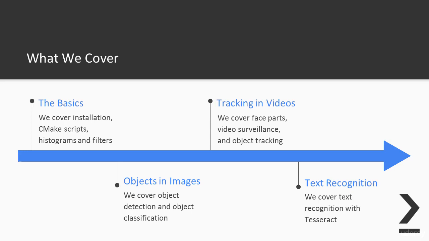To ensure that you are left with maximum learning, this course is designed in modules. The first module deals with the basics. In this module, we cover the installation of OpenCV on different platforms. We cover how to create OpenCV executables in CMake and delve into histograms and filters.